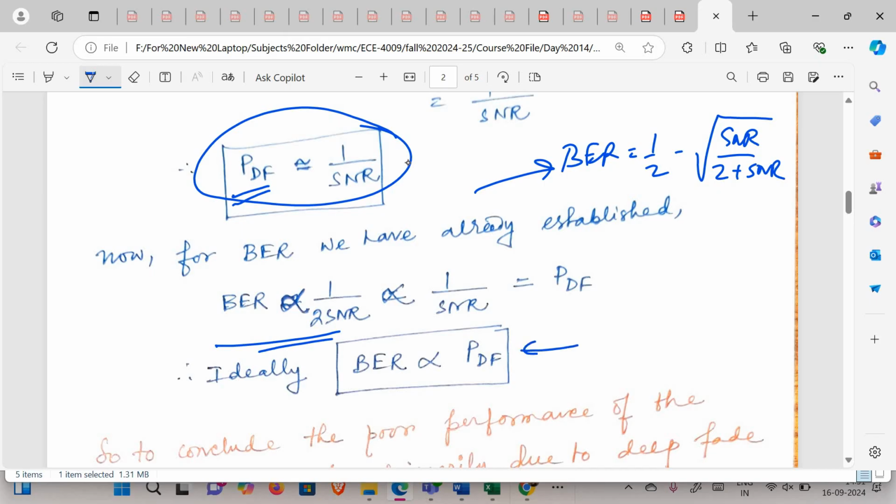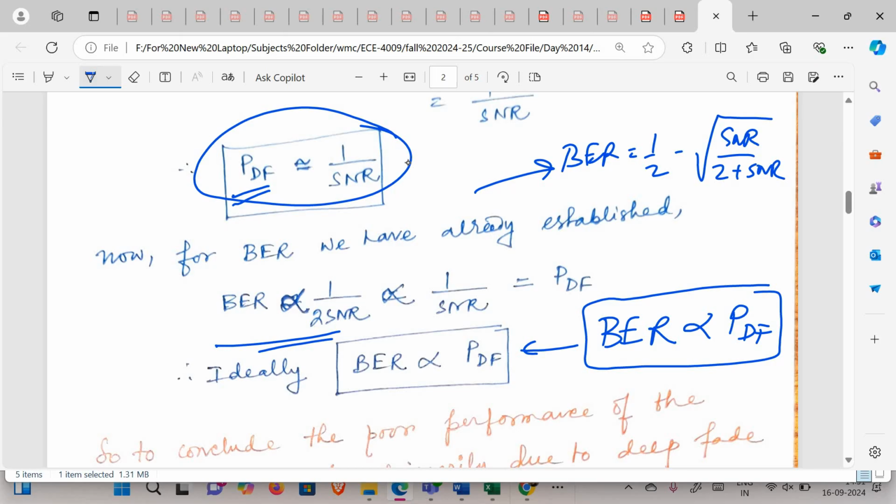Which means BER, as you can see here, is almost proportional to the probability of deep fade. So the important conclusion we are drawing is that if the probability of deep fade increases for a particular channel, it will definitely increase the probability of bit error. That is for sure. So that is what we have established over here, one of the very important relationships: the more the deep fade, the more the BER.